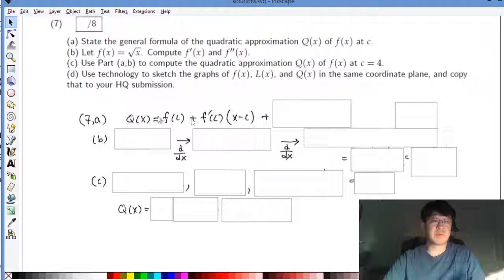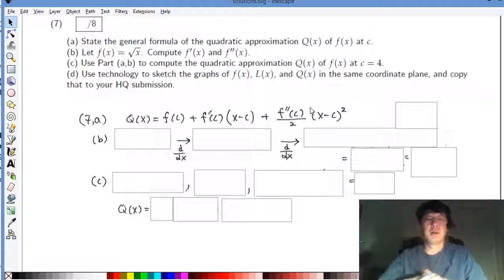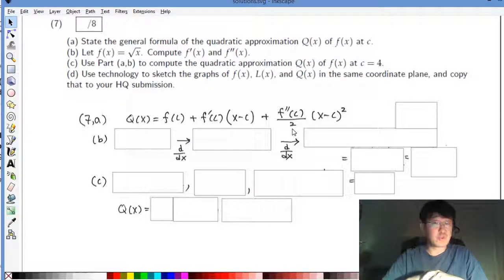Quadratic approximation keeps this linear approximation and has one more term. And what is that one more term? That involves the value of the second derivative. And the tricky part is that you have to throw in this 2 in the denominator. Use a different video to understand why the 2 has to be there. All right, so c is again given as 4, just like before.